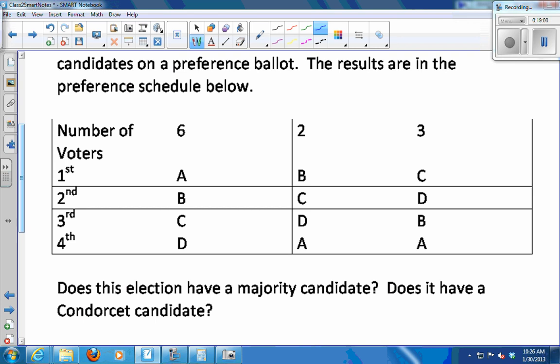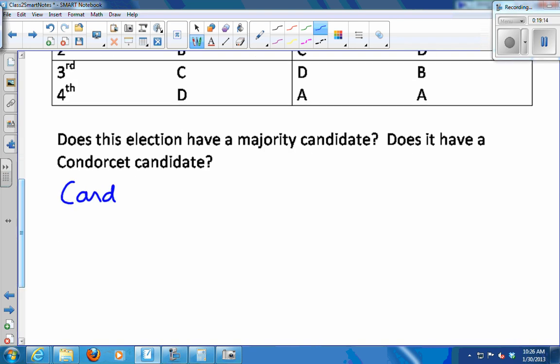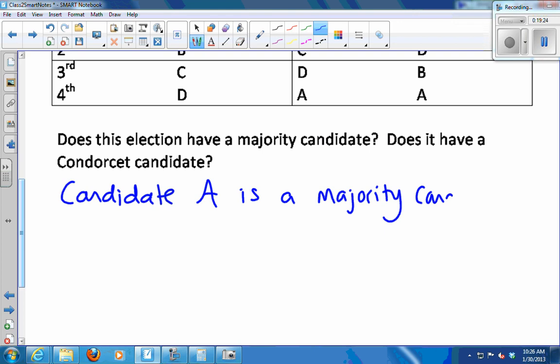So how many people voted in this election? 11. So what would a majority be? 6. Did anybody get 6 first place votes? Yes, candidate A, right? So candidate A is a majority candidate. Six out of 11 votes is more than half, right?